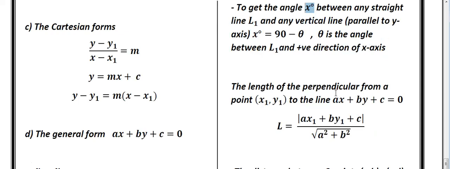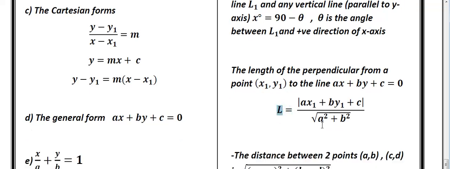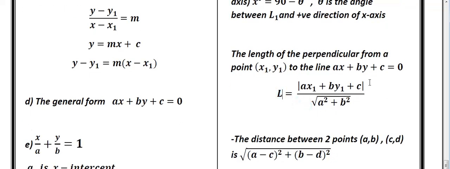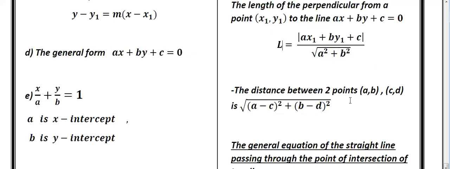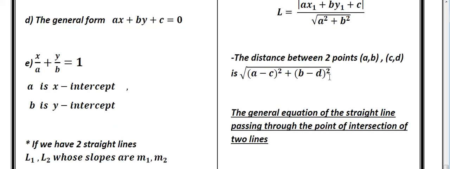The length of the perpendicular from the point (x1, y1) to the line ax plus by plus c can be found by this rule: the absolute value of ax1 plus by1 plus c over the square root of a squared plus b squared. The distance between two points (a, b) and (c, d) is the square root of (a minus c) squared plus (b minus d) squared.